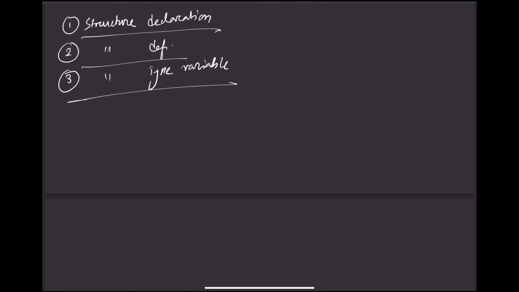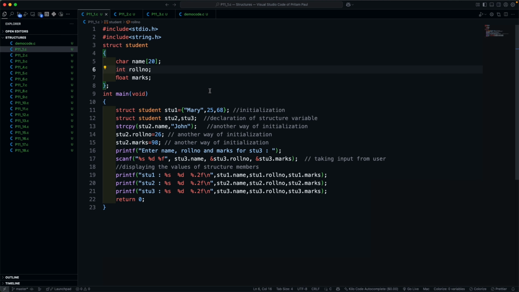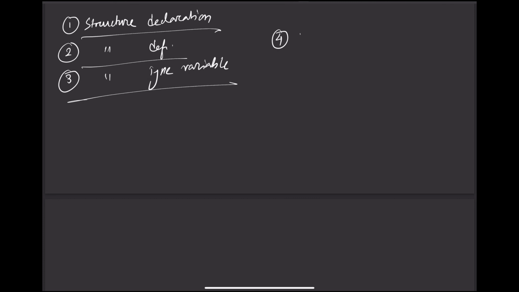So now how will you declare it? Here in this program, you guys can see integer, stdio. By the way, number four would also be initialization of structure, and then accessing values. How will you access the values?